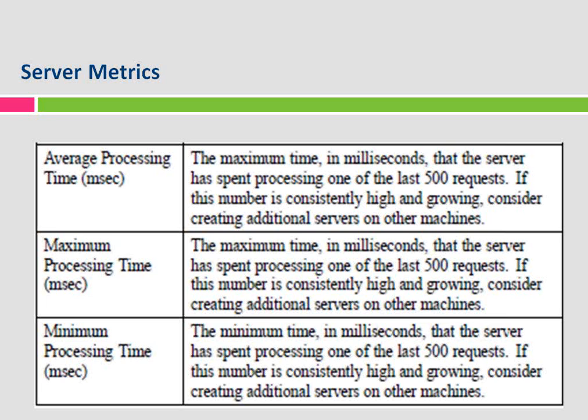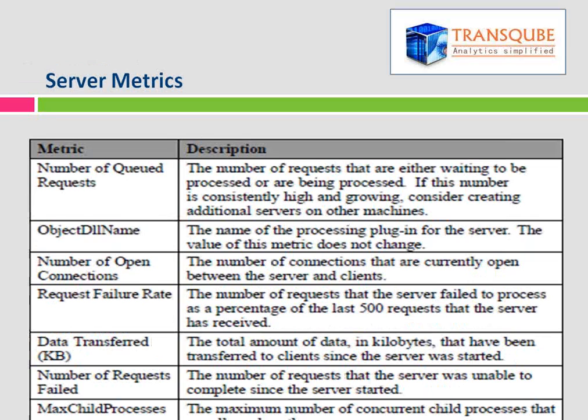Minimum processing time tells you the minimum time it has taken, vice versa of the maximum time. This is also based on the last 500 requests. Number of queued requests, requests that are either waiting to be processed or being processed. If this number is consistently high again and growing, consider creating additional service on the other machines. Object DLL name, the name of the processing plugin for the server, the value of this metric does not change. It's a standard. It's basically the DLL information that has been presented to you guys.